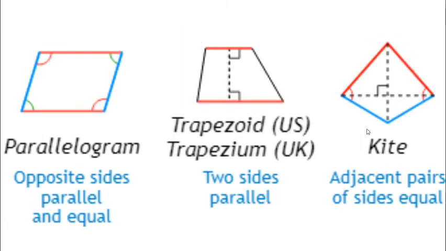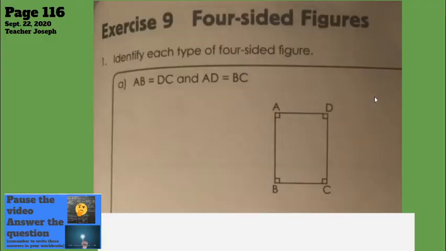Here's more examples of what quadrilaterals are. We have parallelograms, which falls under the category of squares and rhombuses and rectangles. We also have trapezoids, which have 2 sides that are parallel, right? But these 2 are not parallel. And we have a kite, where adjacent pairs of sides are equal. So these 2 on the bottom are equal and these 2 on the top are equal.